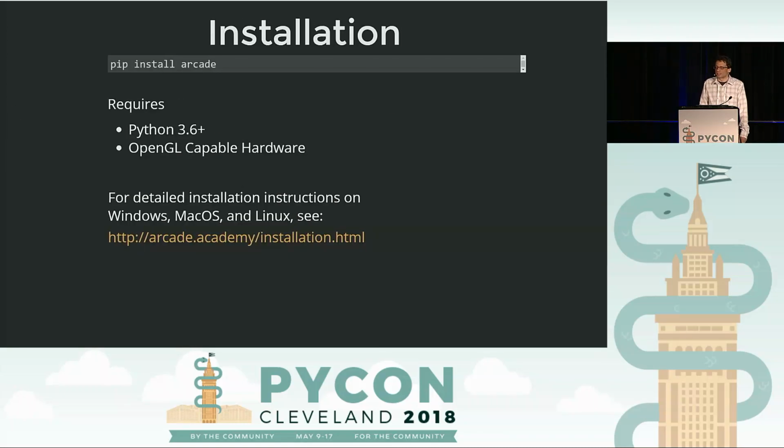In order to get started, you need to install the Arcade library. You can install it like pretty much any other package on PyPI, usually just typing pip install arcade, or for Mac and Linux, pip3 install arcade will work just fine. Arcade does require Python 3.6 or greater. We use type hinting and some of the new features in the language. You also need some sort of hardware with OpenGL support, but for almost any semi-modern hardware, that's not a problem. For further installation instructions, you can see the link there.